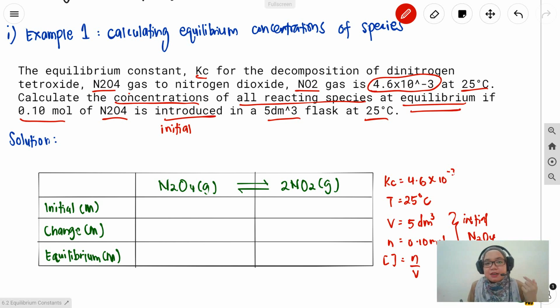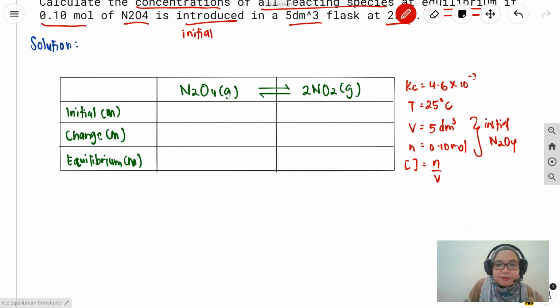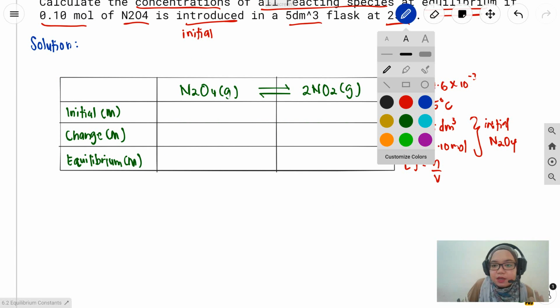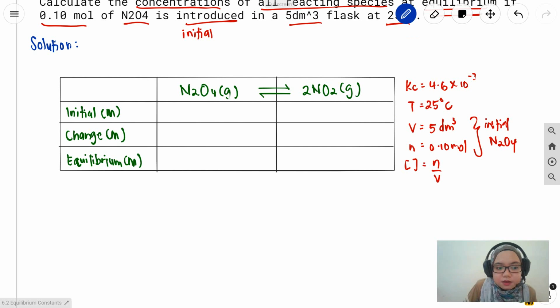So what's the point here, guys? The point is you can find the molarity of N2O4, the initial molarity of N2O4. So you can find the value here. So first step is step 1. First thing is you need to find the molarity. You know that concentration is equal to number of mole over volume.